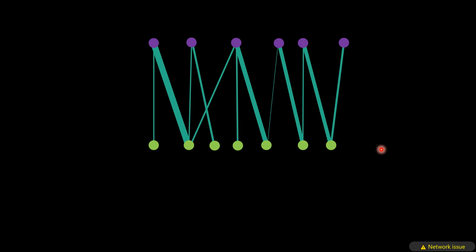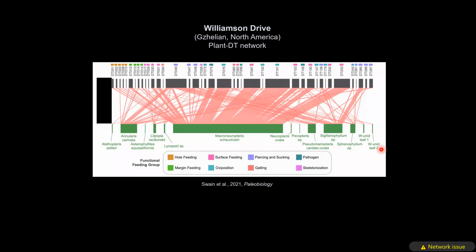And these bipartite networks have recently been successfully applied to a lot of modern ecology and have now started to be implemented into paleobiology. So here's a study from my colleague, Dr. Anshuman Swain, from 2021 in the journal Paleobiology, using bipartite networks to look at the association between damage types from insects on leaves and leaf species.